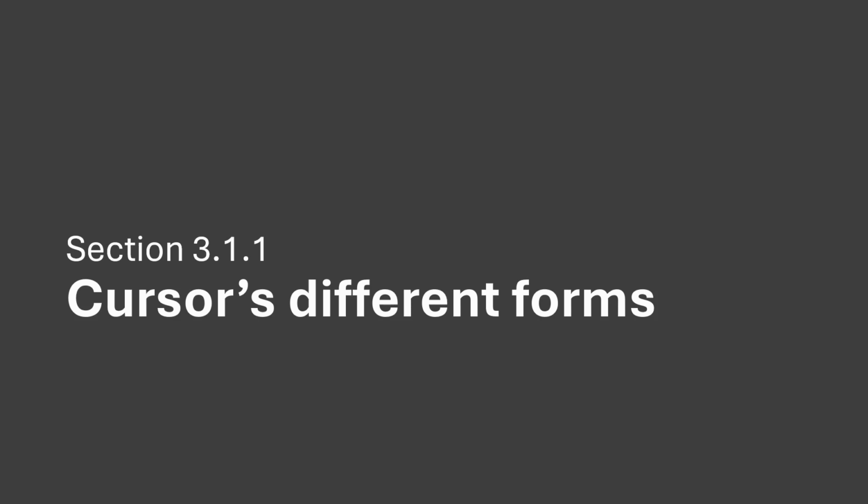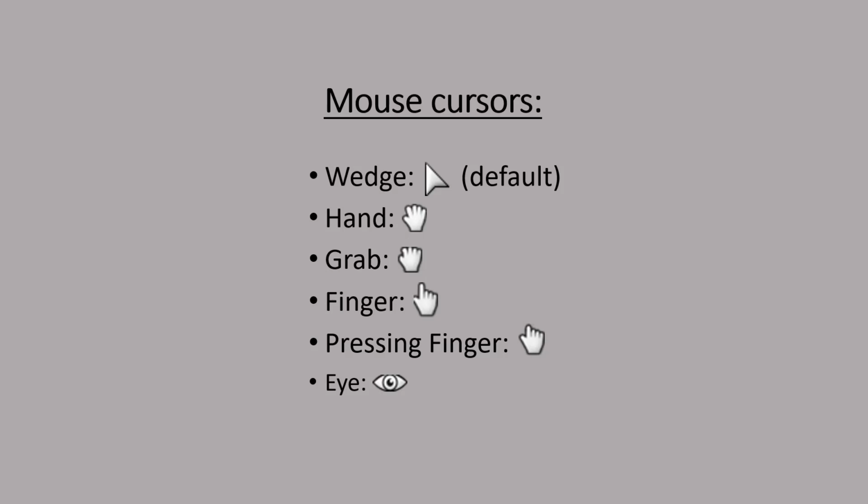Section 3.1.1. Cursor's different forms. The game's cursor comes in various forms, each one corresponding to particular permitted actions on objects. In total, we have 6 different cursors. Wedge cursor, which is the default cursor, hand cursor, grab cursor, finger cursor, pressing finger cursor, and eye cursor.